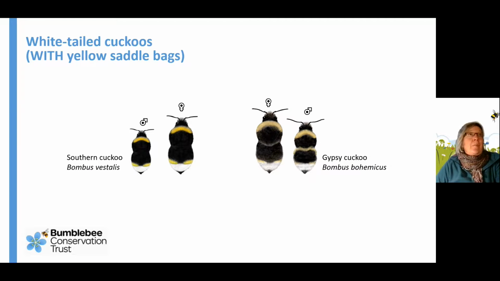So we'll start with this pair of very similar species, the southern cuckoo, Bombus vestalis, and the gypsy cuckoo, Bombus bohemicus. I am going to use mostly Latin names in this talk because the common names of the cuckoos are many and varied, and it is quite confusing. So we'll try and stick with the Latin. Okay. So both of these species are very similar. They're predominantly black with yellow collars, white tails, and yellow saddlebags to a greater extent in vestalis, lesser extent in bohemicus.